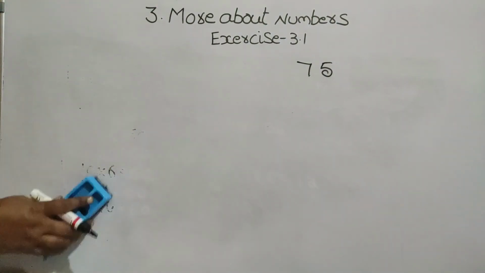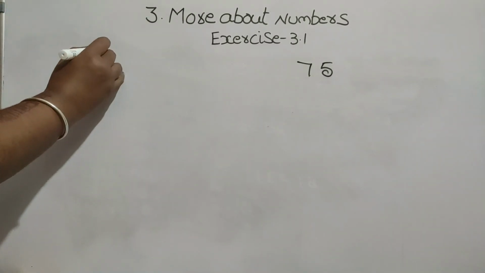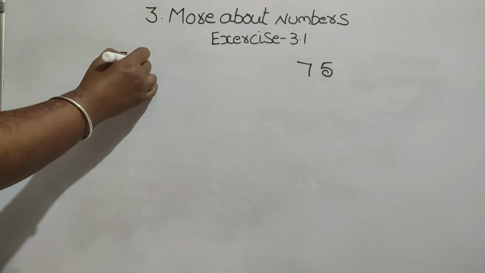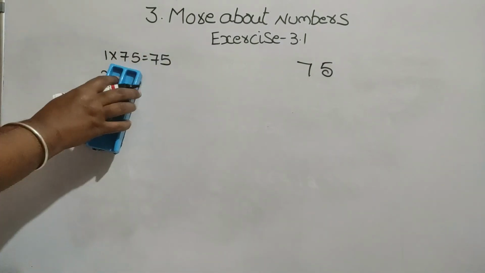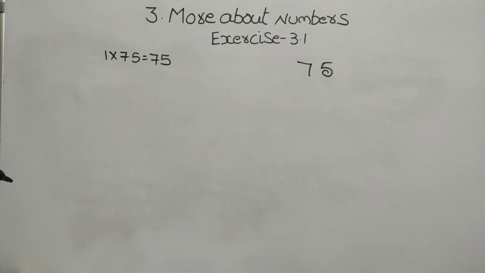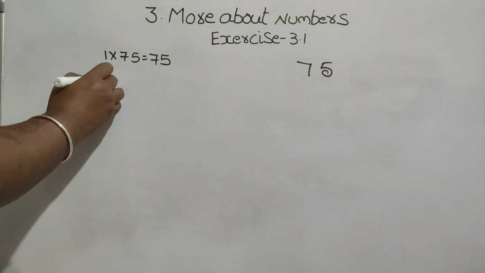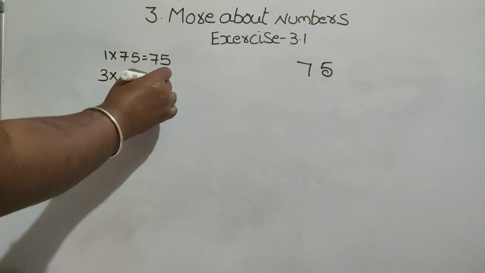What are all the factors we have for 75? 1 75 is 75. 2 will not come, because the number ends with 5, so 2 will not divide it, which is in the division rule. 3 25s are 75.